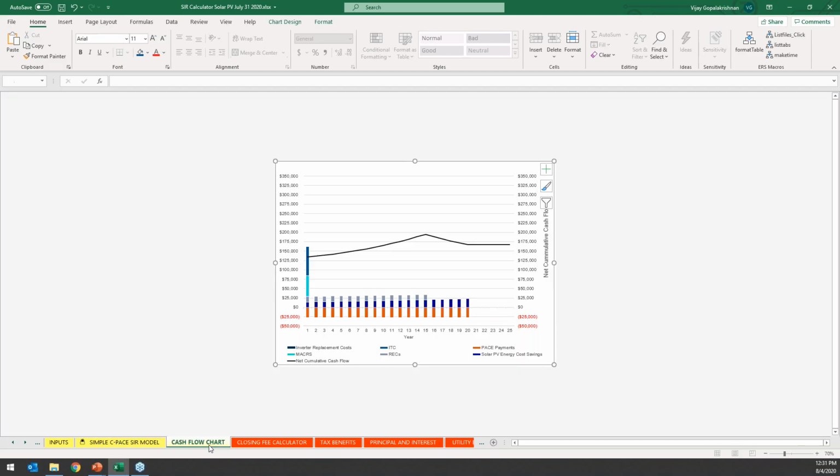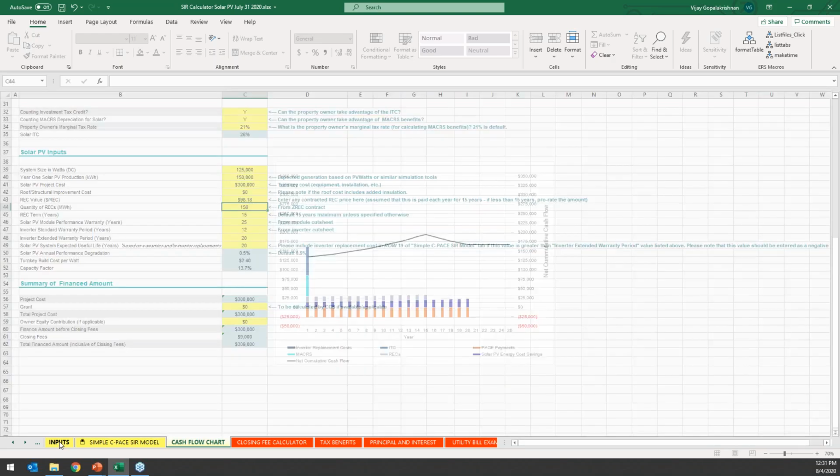I'll quickly move over to the cash flow chart in this case. As you can see, you can adjust the axes to any scale that you'd like to show, but you can use this cash flow chart just to show the value of the project over the life of the project to the customer or in any of your marketing materials.